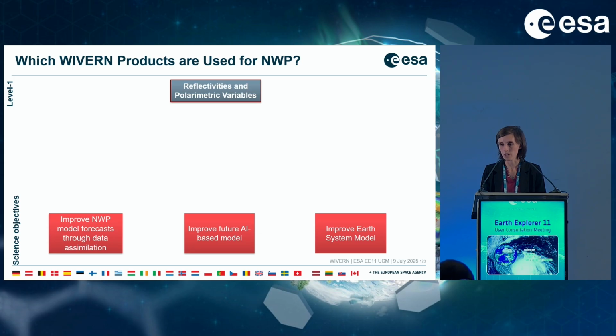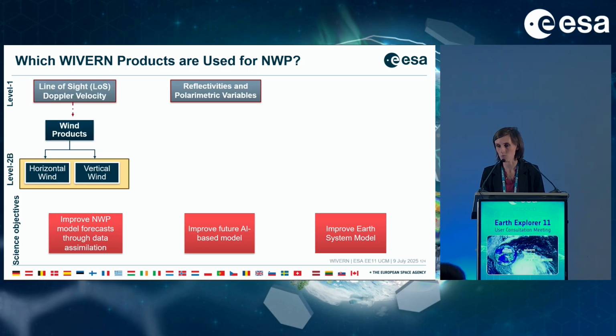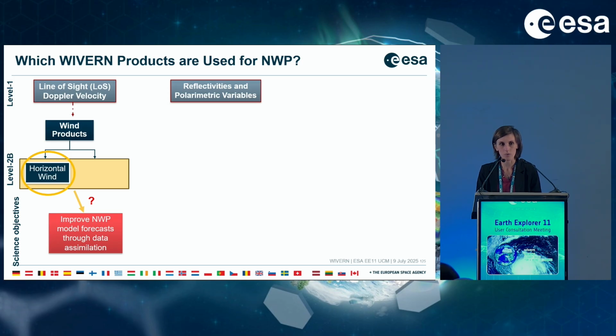First, it will provide reflectivities to infer information on the cloudy and precipitating variables. It will also provide wind variables to provide insight on the dynamics of the system. Here, I will mainly focus on the horizontal wind provided by Wyvern. And in particular, I will show you that Wyvern horizontal wind observation could improve NWP model forecast.